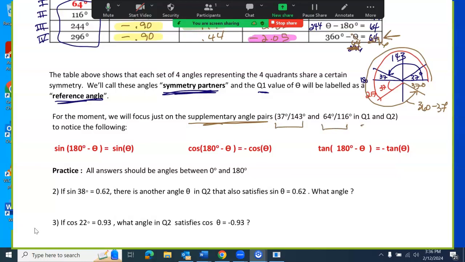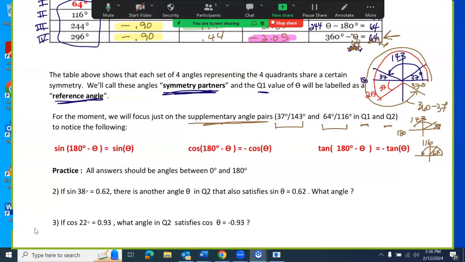And where are they located? Quadrant 1 and quadrant 2. How come? Because the end of quadrant 2 is 180. Okay, so here's your 180. So if I have 37 here, this is going to be 143. If I have 64 here, then the big guy is going to be 116.